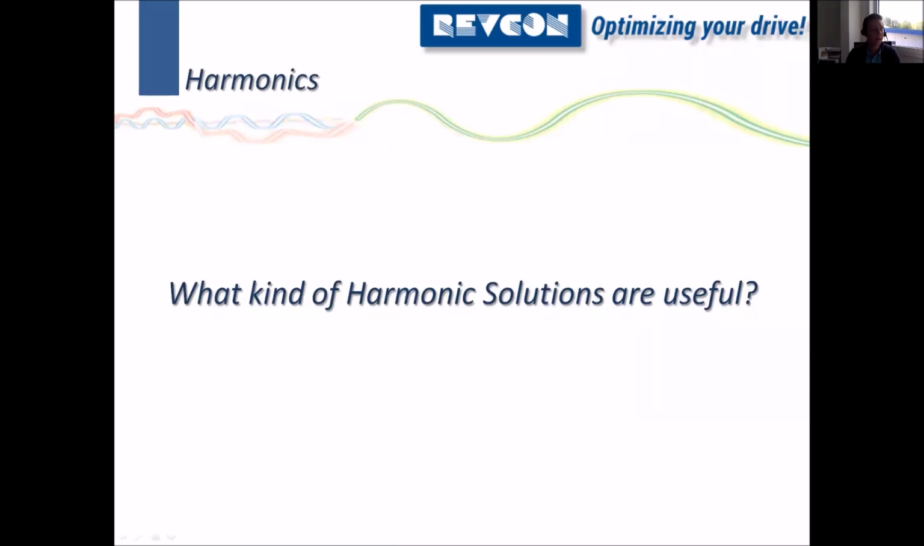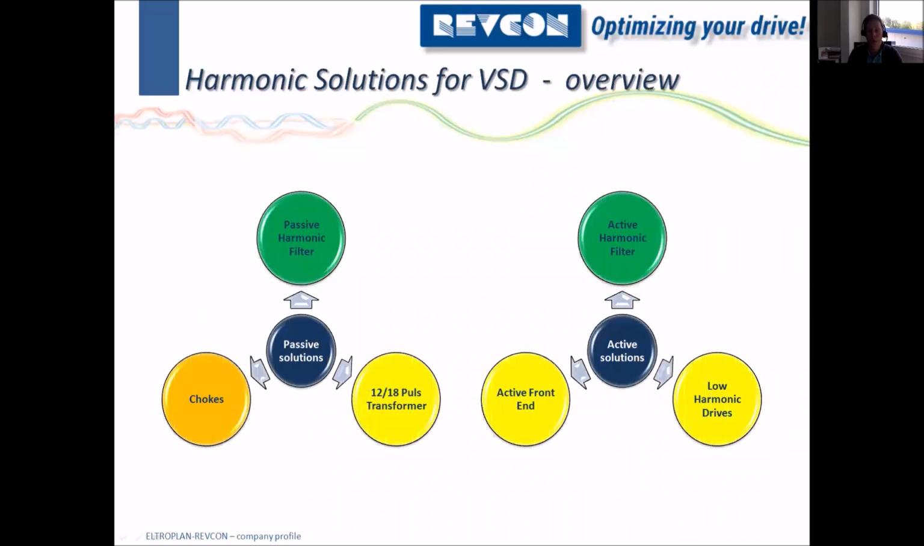So what kind of harmonic solutions are useful? That's the first question we need to ask ourselves. First of all, I want to give you a quick overview of different harmonic solutions on the market. We have passive solutions and active solutions as two basically completely different solutions. On the passive side, we have a simple choke, which is more or less not a real harmonic solution, more or less like the first aid to avoid harmonics.